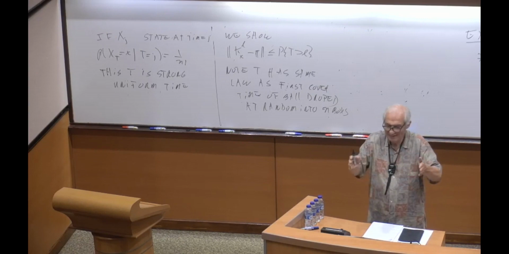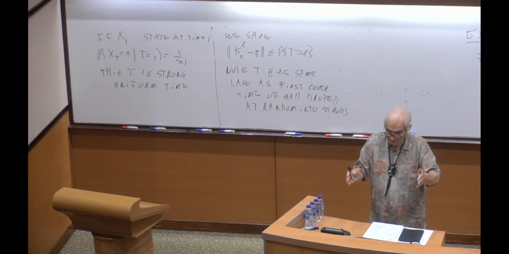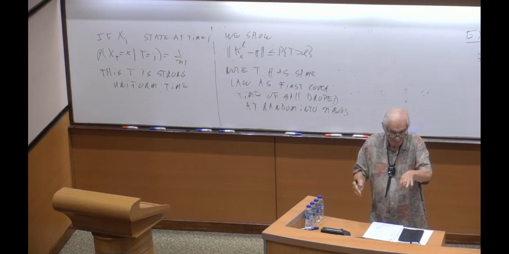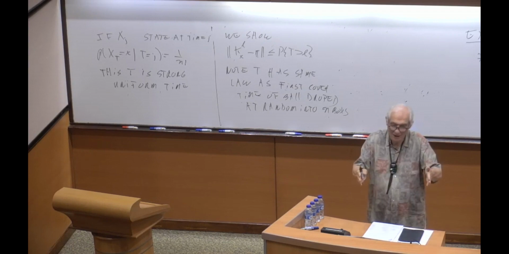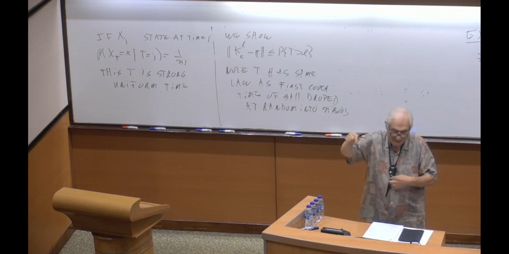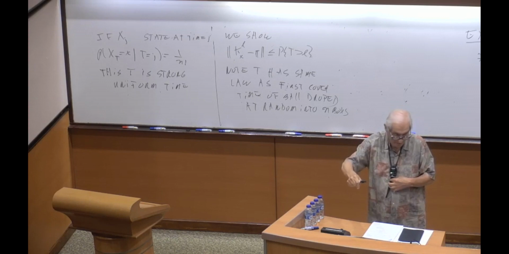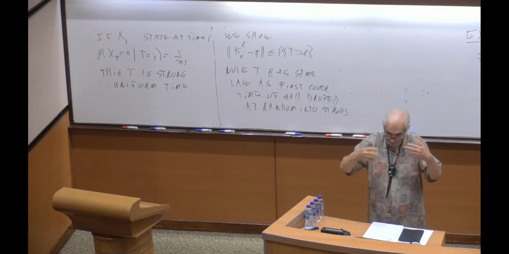How long does it take the first box to get occupied? Well, right away. How long does it take the second box to get occupied? Well, the ball has to not go in that first box, right? So it's geometric. Suppose all the boxes are occupied but one, how long does it take that last box to be occupied? It's a geometric random variable with parameter 1 over n.